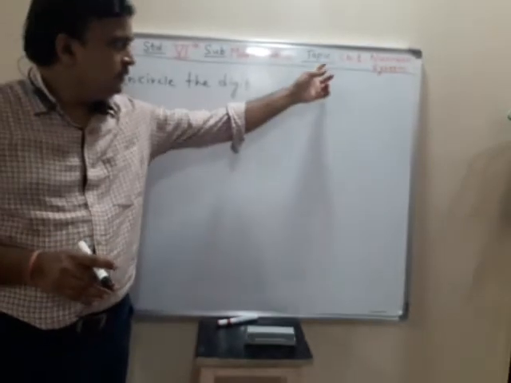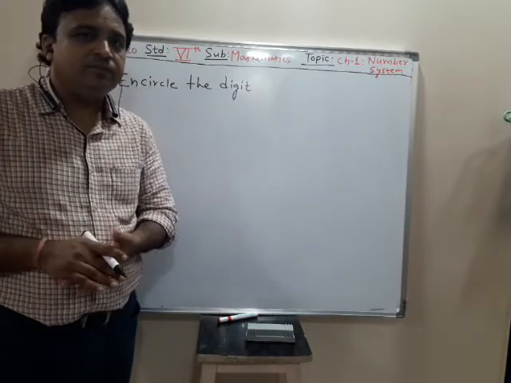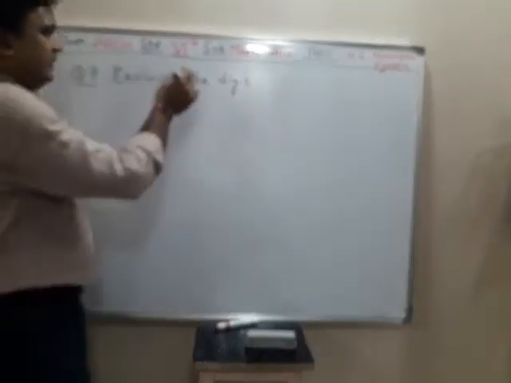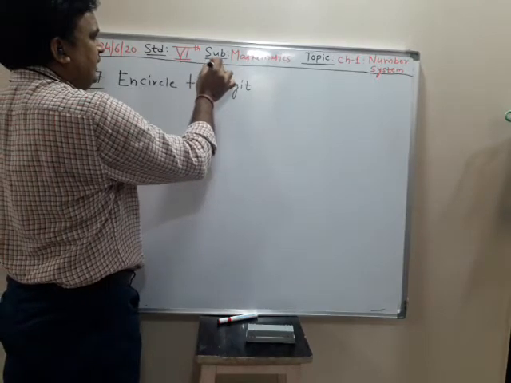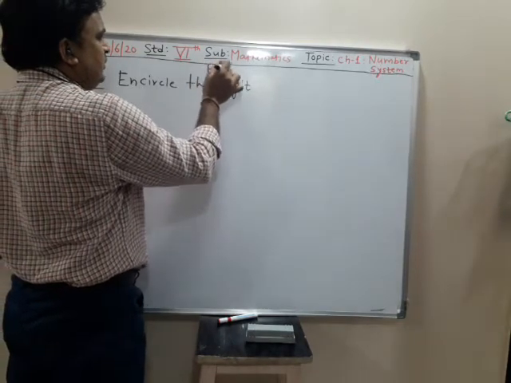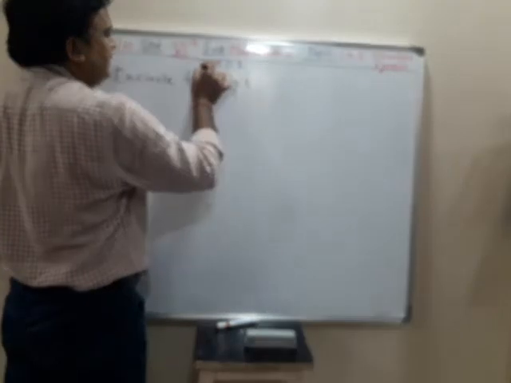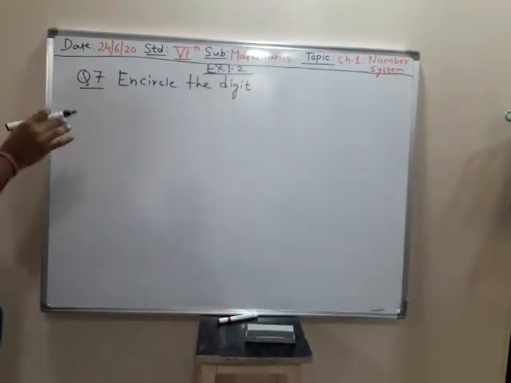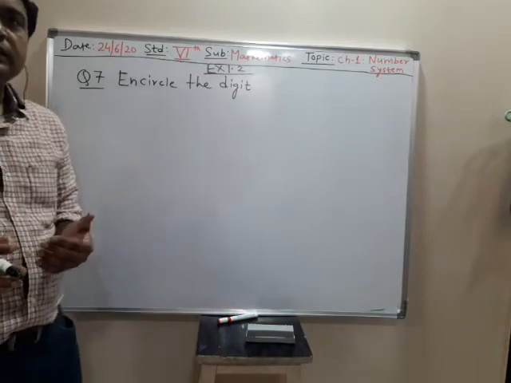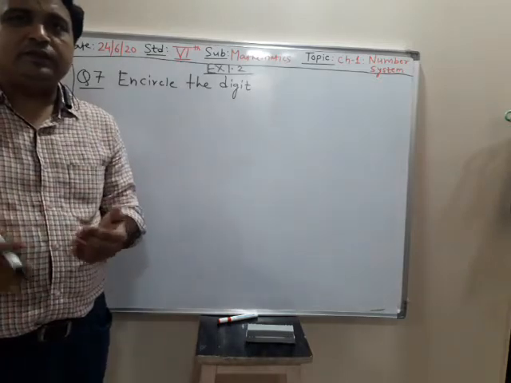We are continuing with chapter 1, number system, exercise 1.2. Up to last period, we have done question number 6.